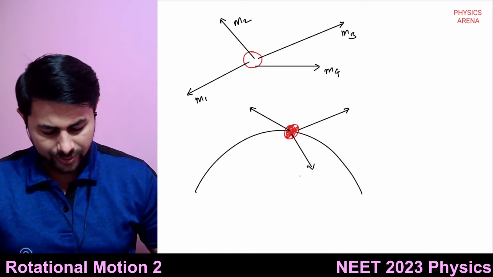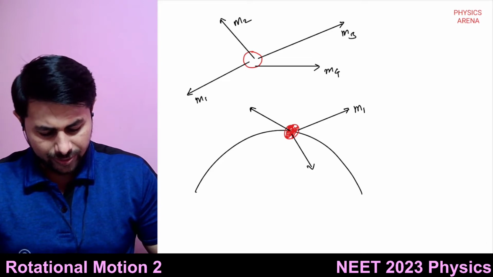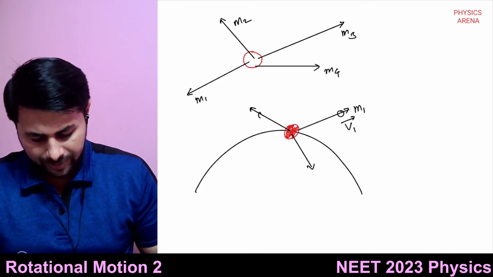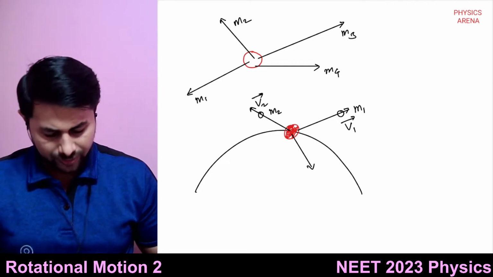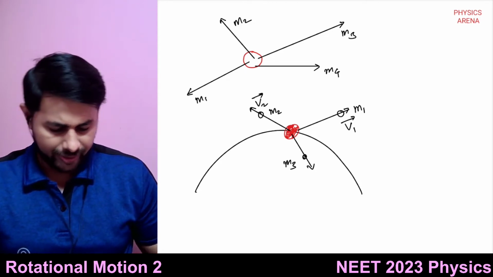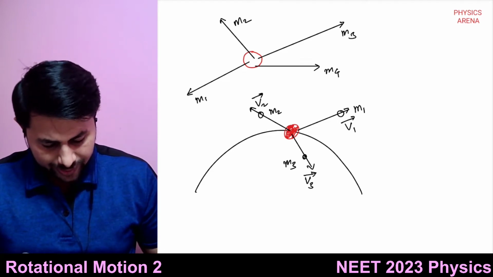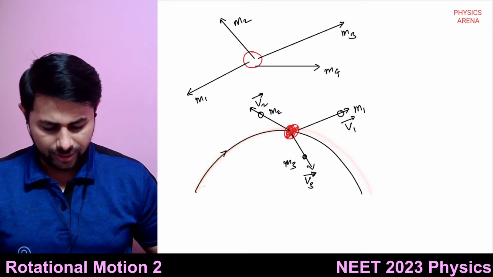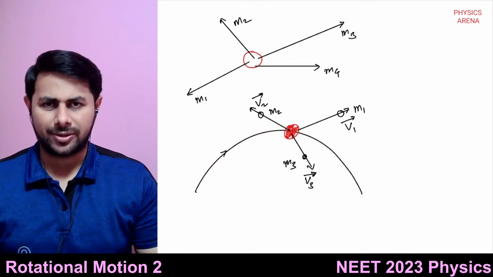Okay, so one piece whose mass is m1 moves in this direction with velocity v1. The second piece whose mass is m2 moves in this direction with velocity v2. The third piece whose mass is m3 moves in this direction with velocity v3. In what direction will the center of mass go? Along this path. Along this path, the projectile motion. It will continue the projectile motion.